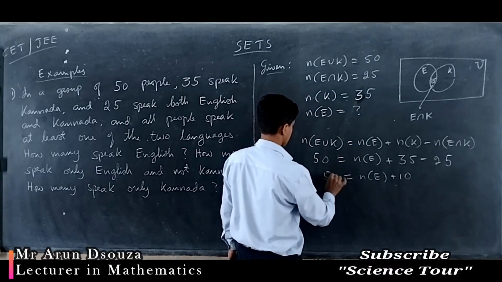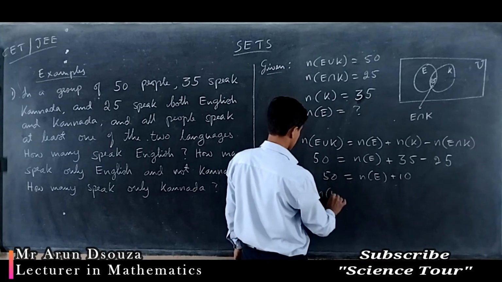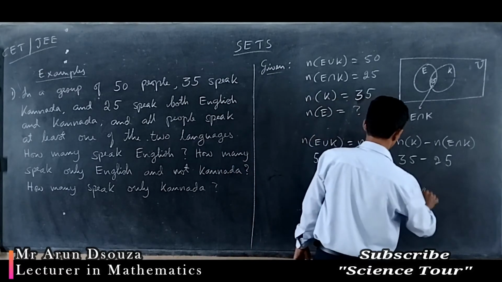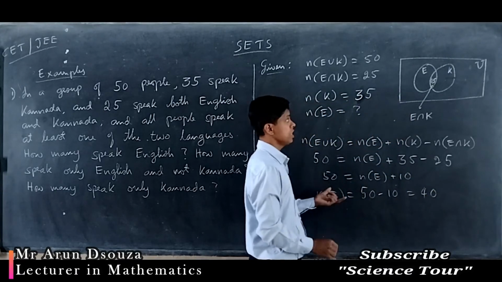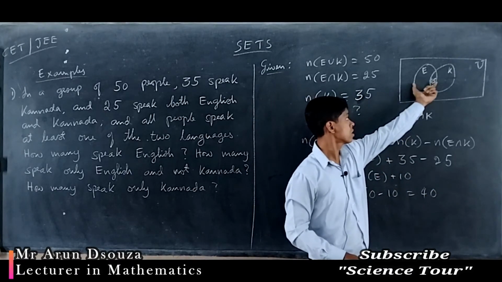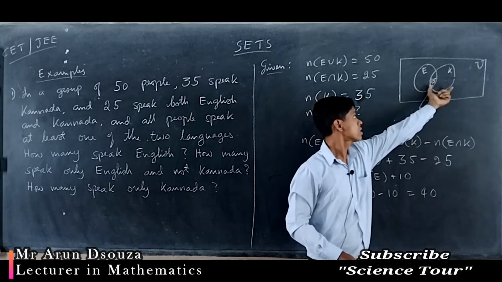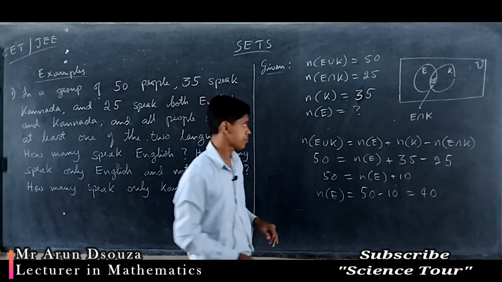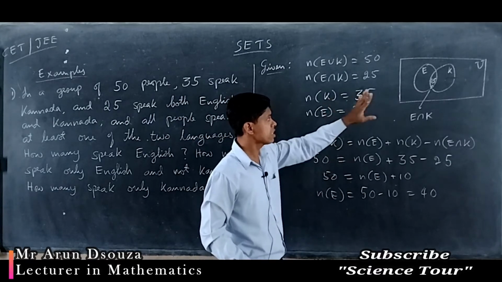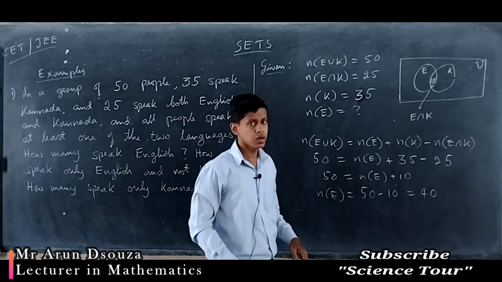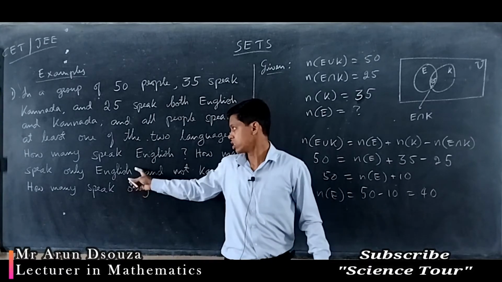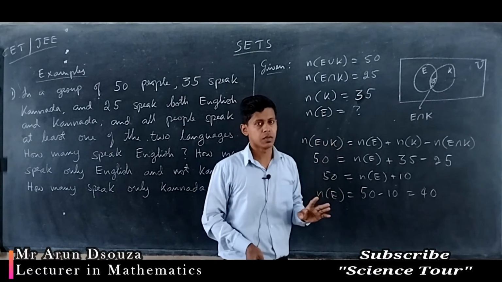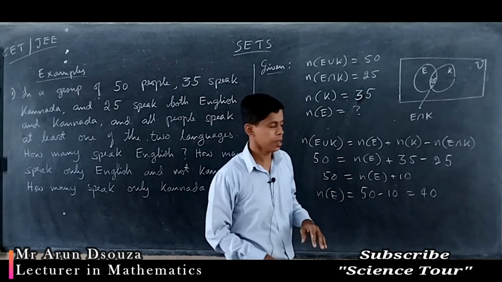Now you bring it here. So what is N of E? That is 50 minus 10, which is 40. So N of E is 40. So this circle is 40 and this circle is 35, correct? Now we'll write the numbers in the Venn diagram, okay, and then we'll go to the formulas for these two questions. So you have two choices: use the formula, use the Venn diagram. Venn diagram is the easiest, I said already.